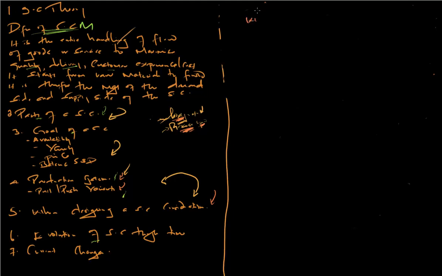So when designing a supply chain, what are the factors to consider? The first factor that we always say is a non-negotiable is the type of product. The second thing is the demand of the product.